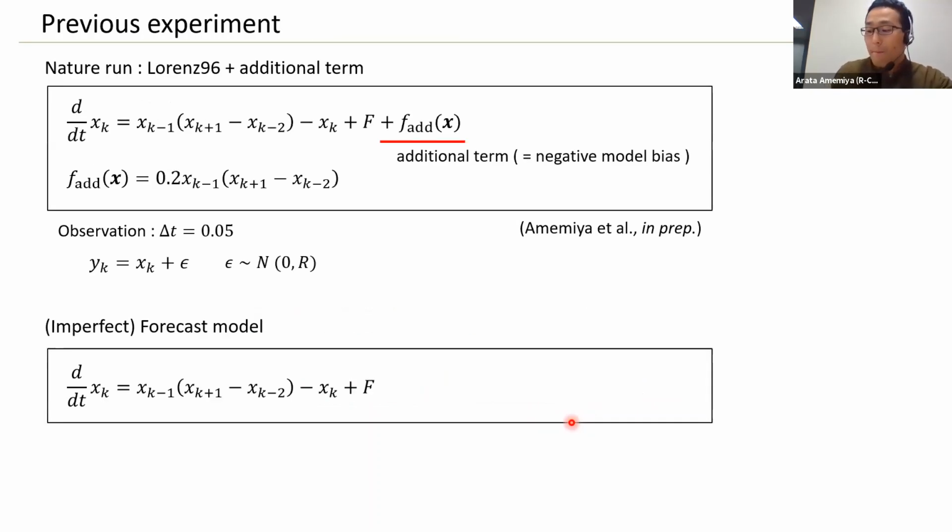Our previous study used a similar approach. We performed the experiment with the Lorenz 96 model with an additional term, which is nonlinear. And we generated the observation time series with some random noise. And we performed the data simulation experiment with an imperfect forecast model, which is in this case the Lorenz 96 model without the additional term.